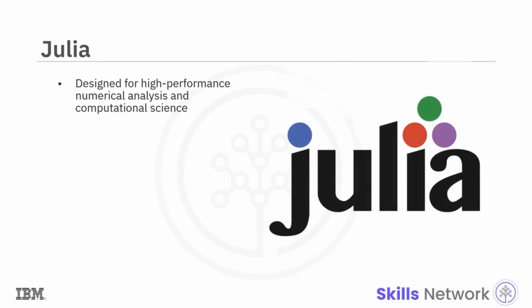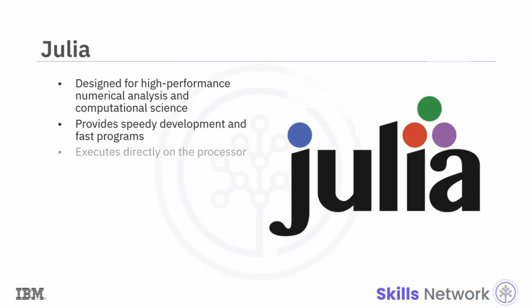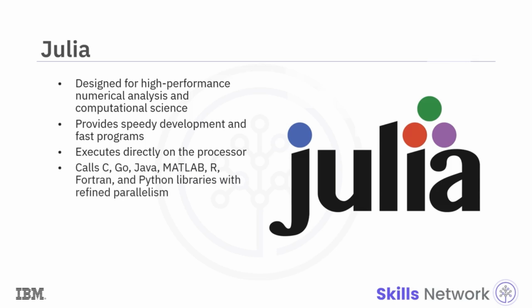Finally, Julia was designed at MIT for high-performance numerical analysis and computational science. Julia provides speedy development like Python or R while producing programs that run as fast as C or Fortran programs. It is compiled, which means that Julia code is executed directly on the processor as executable code. It calls C, Go, Java, MATLAB, R, Fortran, and Python libraries and has refined parallelism.